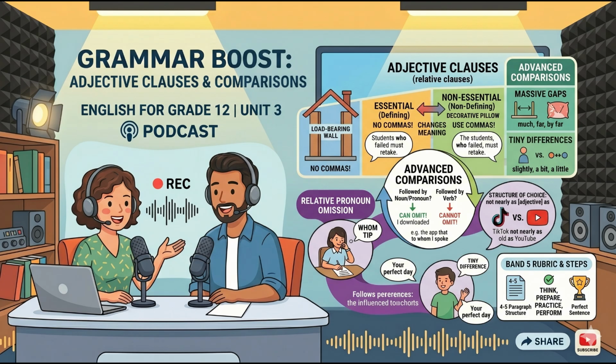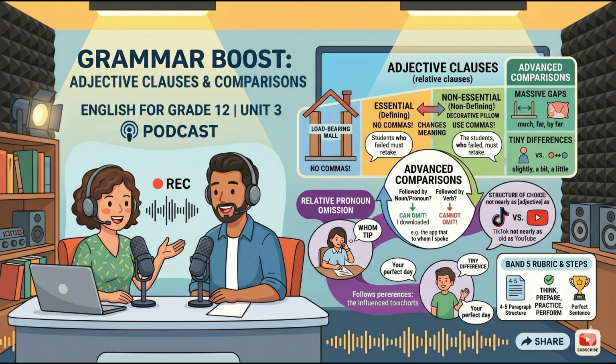Now, the textbook also mentions that you can drop the relative pronoun, like the word who or that, but only if it's the object of the clause. And I'm going to be honest, object of the clause sounds like total textbook jargon to me. Yeah, it really does. Like, how are you actually supposed to spot that in the middle of a timed exam? That is a very fair point. The easiest trick is actually just to look at what comes immediately after the pronoun. If a noun or a different pronoun comes right after it, you can usually drop it.